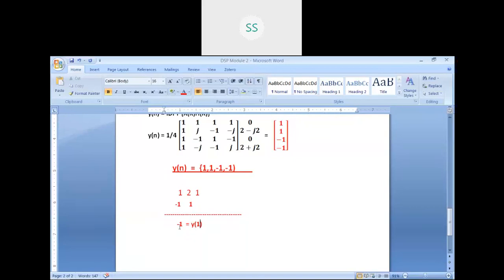Sorry, 1 into 1 minus 1. So for the next sample, plus 2 also you have to add. So 2 into 1 also you have to do. Now the answer will be 2 plus 1, 1. So this is nothing but the next sample y of 1.